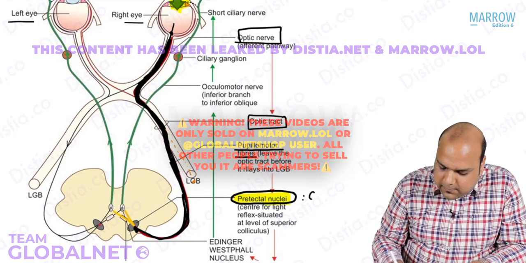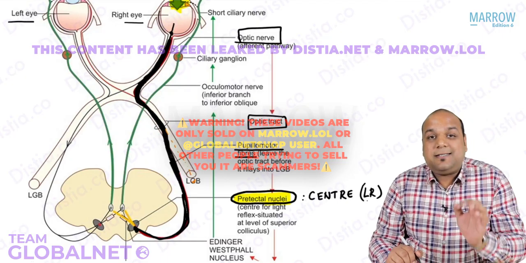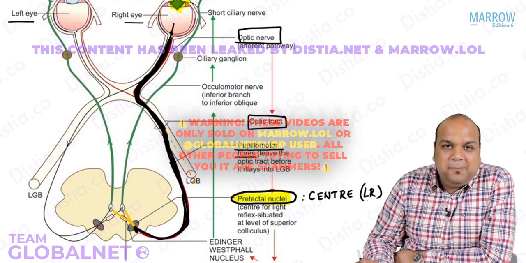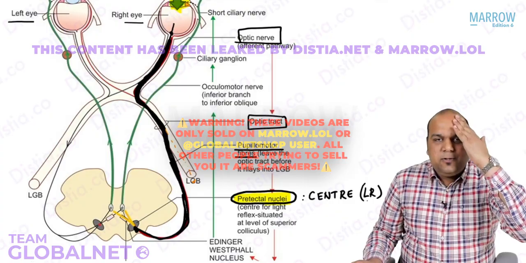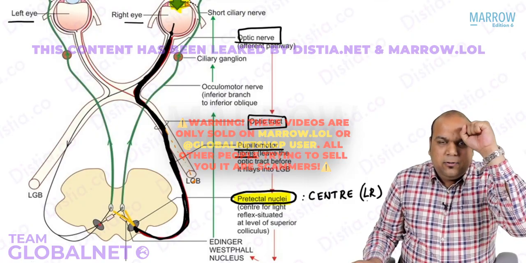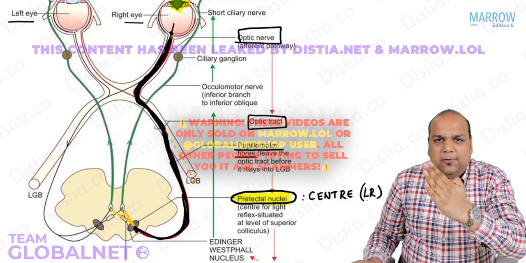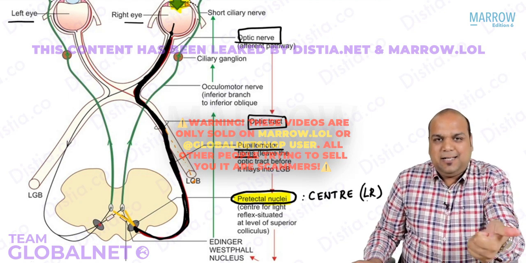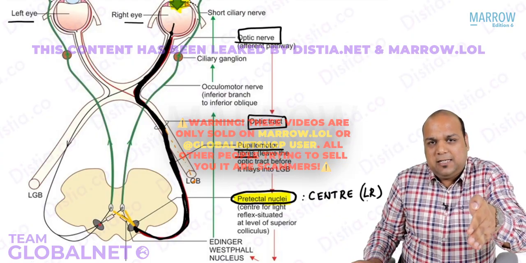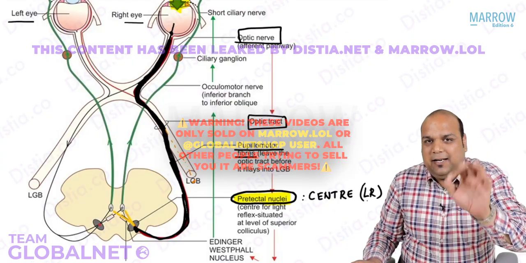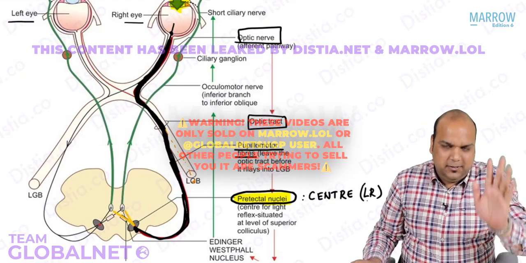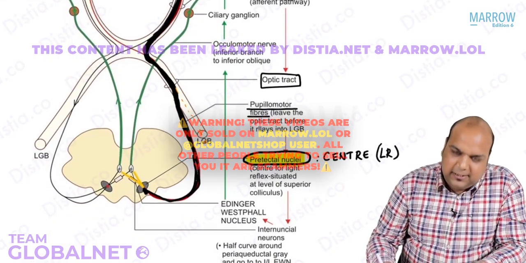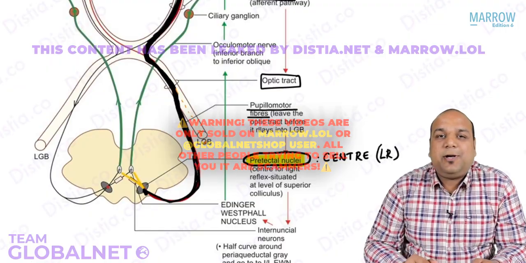Very important part because we call it the center for light reflex. Am I absolutely clear? So till now, if you see the pathway, let's assume this is my right eye, everybody. I've thrown light on the right eye, right optic nerve, optic chiasma, right optic tract. From the right optic tract, the fibers leave and go to the right pretectal nucleus. Till now clear?